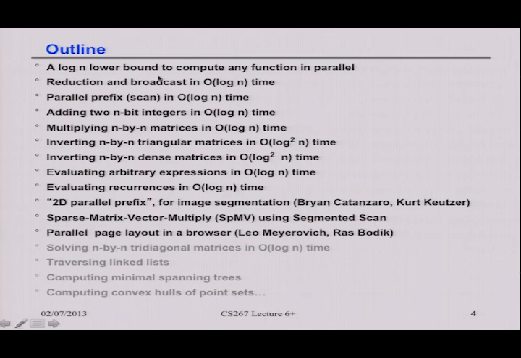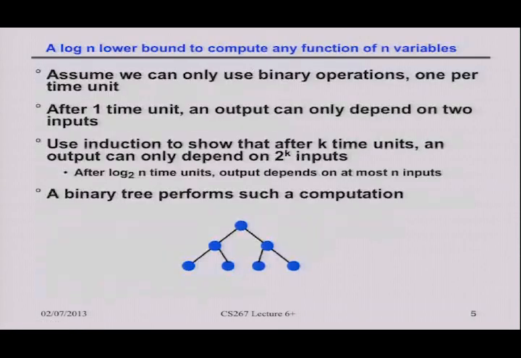So I'm going to start by talking about this log n lower bound to compute any function that depends on n inputs. Here is the idea. It's very simple. I'm going to assume that all I'm allowed to do are binary operations, so that in one time step I can take 2 inputs and do something with them and compute an output, like add them or multiply them. If I'm only allowed one time step, how many inputs can the answer depend on? I can obviously only do one operation that depends on 2 inputs. What if I have 2 time steps? Well, the very last operation depends on 2 inputs, and those in turn can depend on 2 more, so I could depend on 4 inputs if I only have 2 time steps.